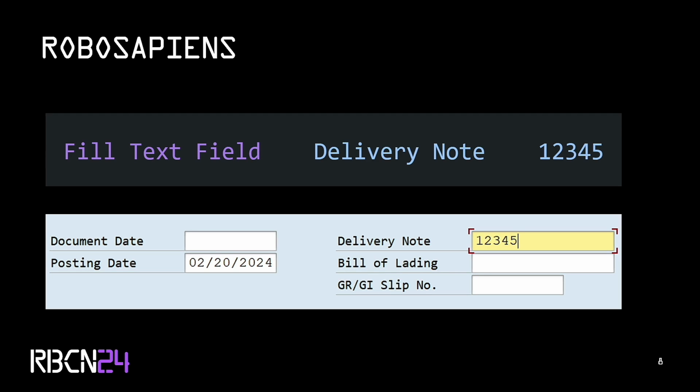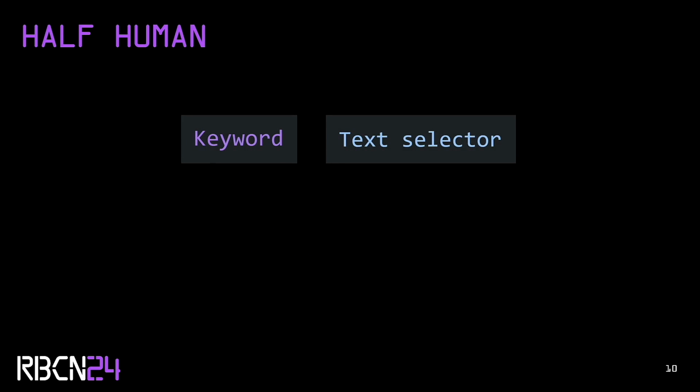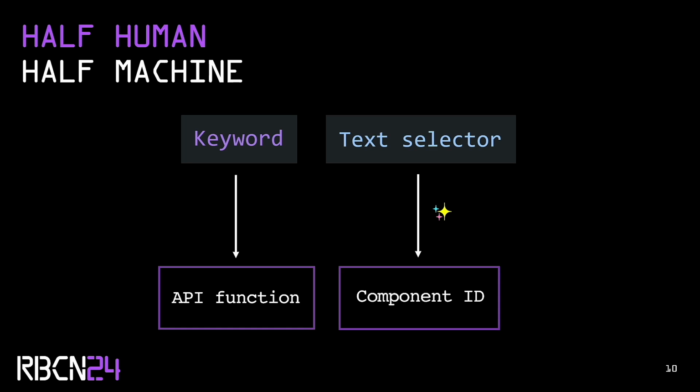Now let me tell you about the features of Robosapiens. So what is Robosapiens? Well, first of all, everybody says it's a cool name. No wonder we already have 9,000 downloads. Now, like I mentioned before, it has two parts. One designed to be used by humans, which allows domain experts to automate the SAP GUI using familiar language. And one that interacts with SAP under the hood, which maps the keywords to the corresponding API functions and the text selectors to component IDs. This is where the magic happens.